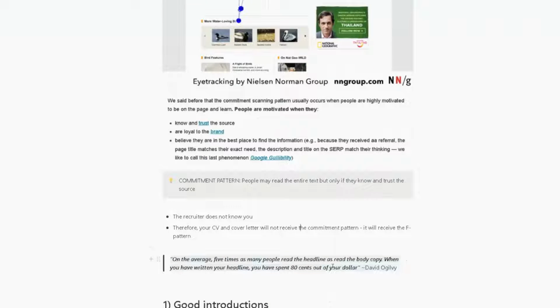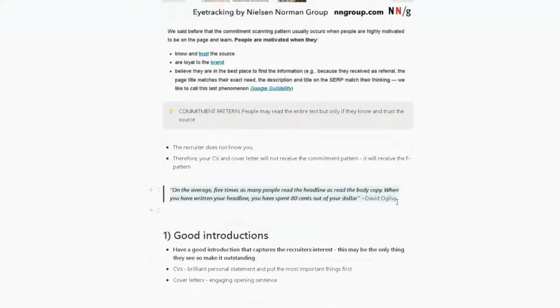However, first, I just wanted to mention this quote from David Ogilvy. He's been nicknamed the father of advertising. This quote is actually quite useful, because when it comes down to it, CVs and cover letters and applications are basically just advertising yourself, advertising your own skills, and advertising how you could help the business by being in that job. A famous quote he said is, "On the average, five times as many people read the headline as read the body copy. When you have written your headline, you have spent 80 cents out of your dollar."